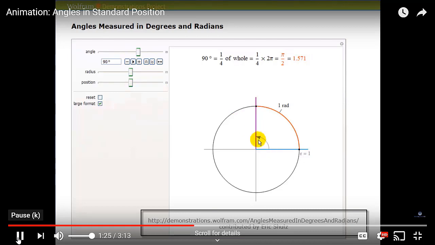Once we reach 90 degrees, or a right angle, we can see that's 1/4 of a whole revolution, or pi over 2 radians. This is also called a quadrantal angle because the terminal side of the angle lies on one of the axes.